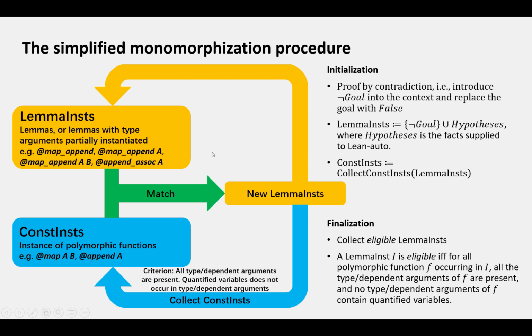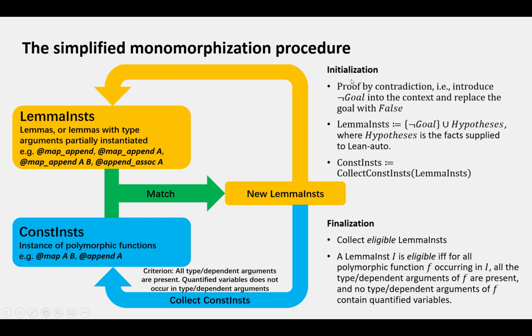Okay, now that we've seen an example, we can talk about the monomorphization procedure as a whole. In the monomorphization procedure, we maintain two sets, which are lemma insts and const insts. Lemma insts consists of lemmas or lemmas with type arguments partially instantiated. So for example, map append A, map append AB, and append assoc A will qualify for lemma insts.